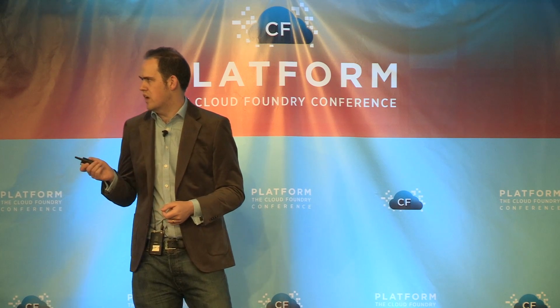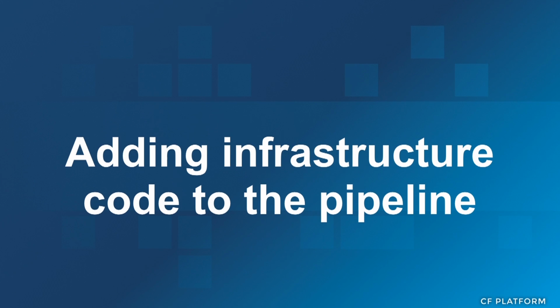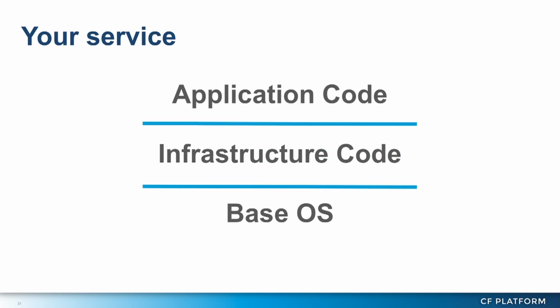So we've talked about application code quite a bit. I want to talk a little bit about how we can now apply the same principles to infrastructure code. So this is your service. At the top, we've got our application code. In the middle, we've got our infrastructure code. And at the bottom, we've got our base OS.